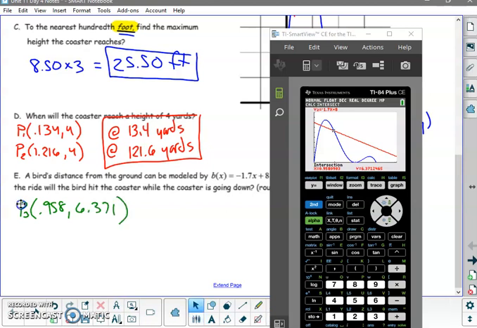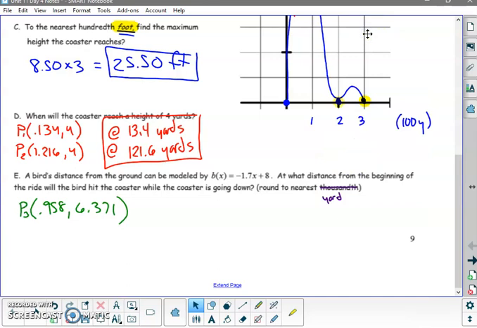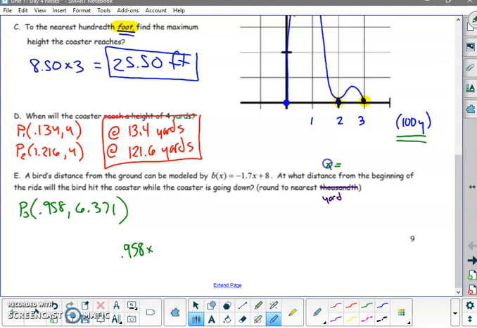So how are we going to interpret that point? At what distance from the beginning? That's going to be your x value. It says round to the nearest yard. So again, remember our x values are in hundreds of yards. So I'm going to take 0.958, multiply that by 100, and that's going to be 95.8. It says round to the nearest yard. That's going to be 96 yards.